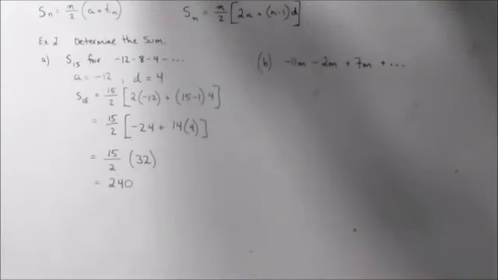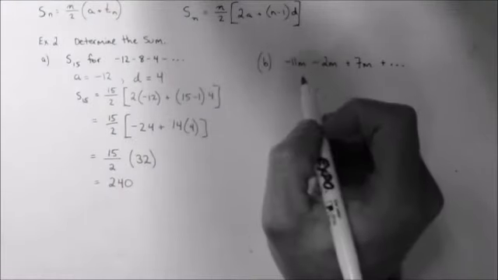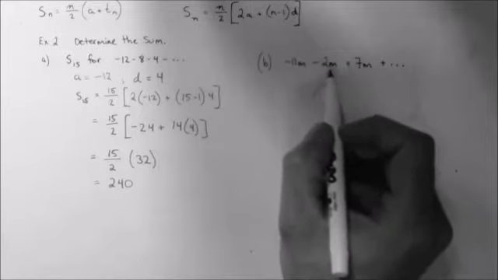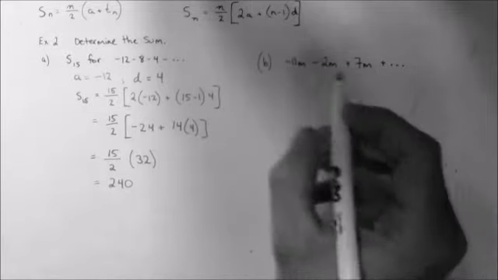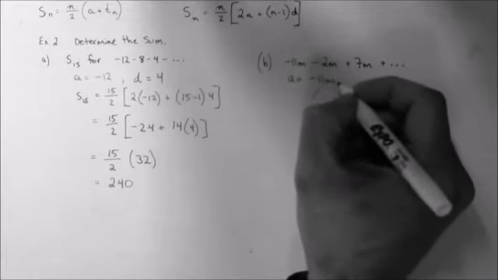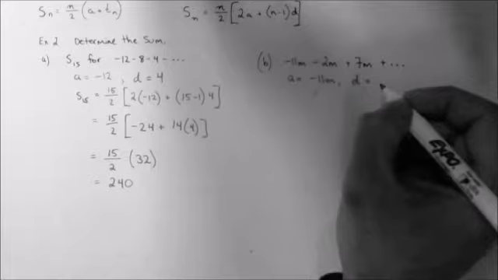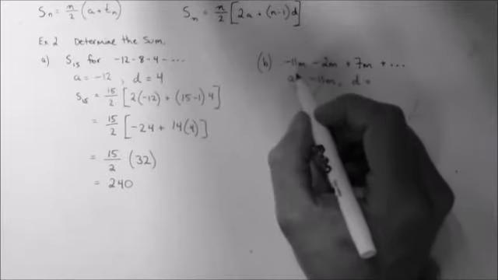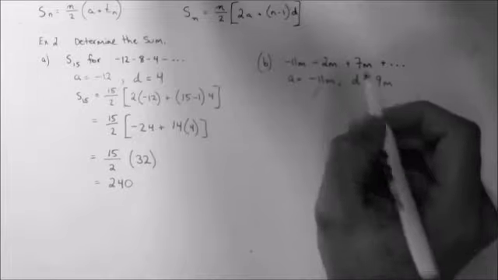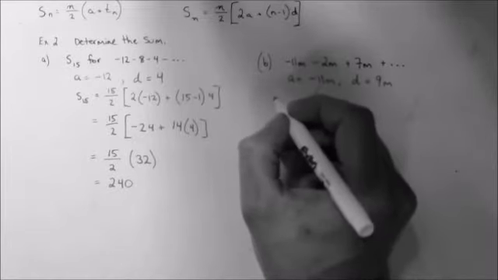Same strategy for example 2b. Our terms in the series look a little bit funnier. We've got negative 11m, negative 2m, and positive 7m. What can we determine? Well, our first term is negative 11m. And because they give us 3 terms, we can find the common difference. Looks like we're adding 9 m's each time. Yep. So plug it in.